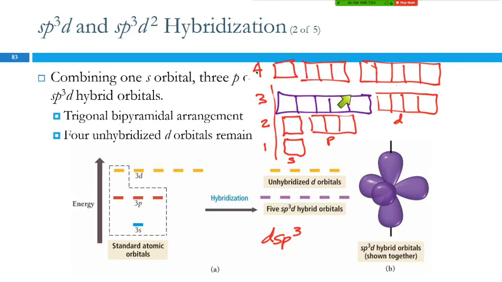So in the hotel analogy now, we've got 5 beds in the same room, and so they're at the same energy. There's the same cost to stay there. So now we have 5 sp3d hybrid orbitals, and then we've got these 4 unhybridized d orbitals that are still sitting there.